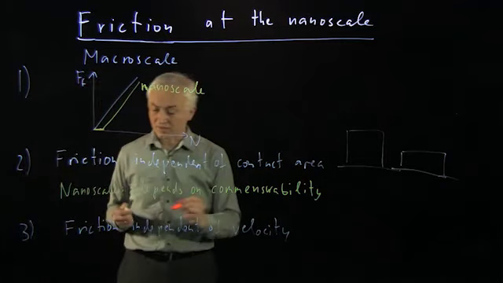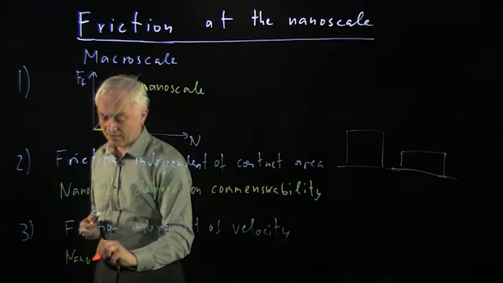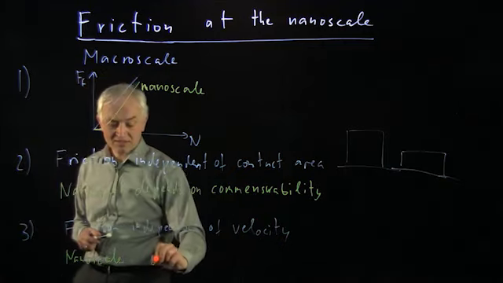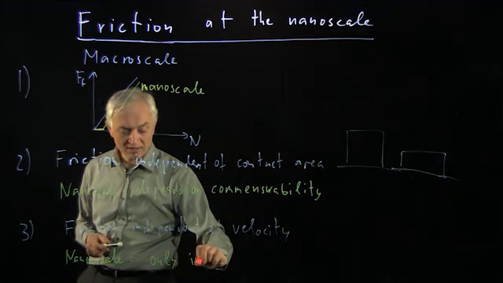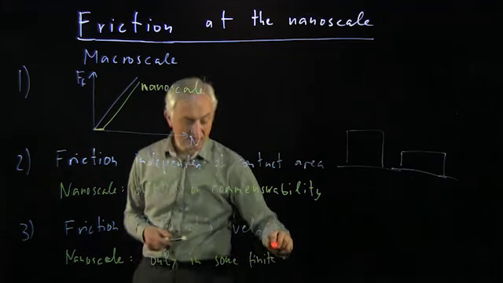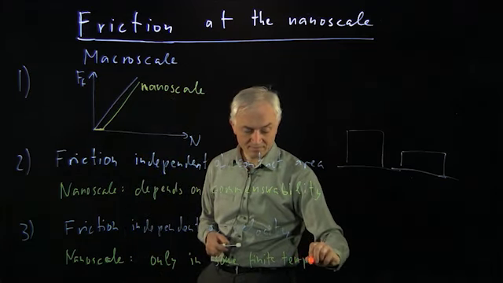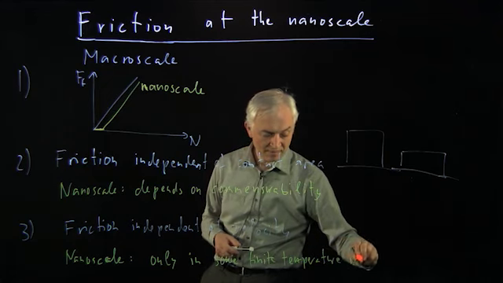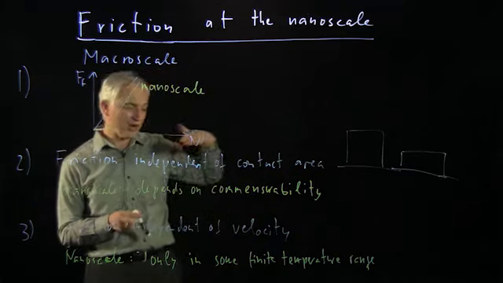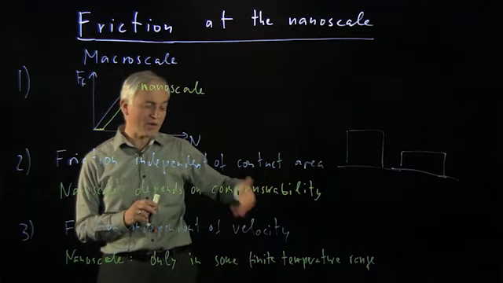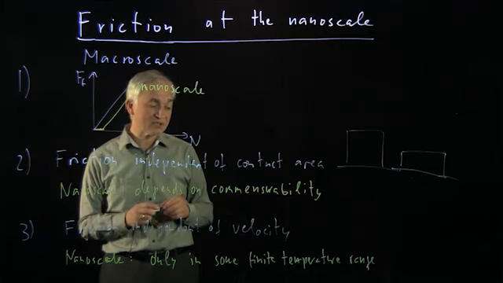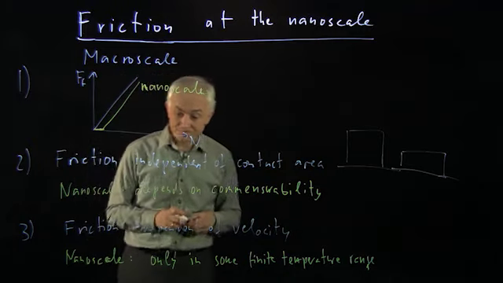And finally, our third law, that at the macroscopic scale, friction is independent of velocity. We found, at the nanoscale, that this can be true, but it is generally true only in some finite temperature range. Namely, that if you move the object very, very slowly, then thermal excitations allow you to always find a global minimum, and friction disappears, the effect called thermal lubricity.